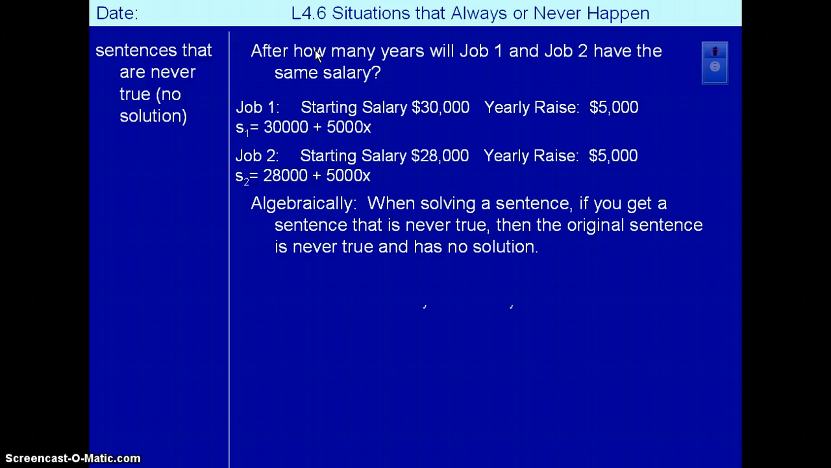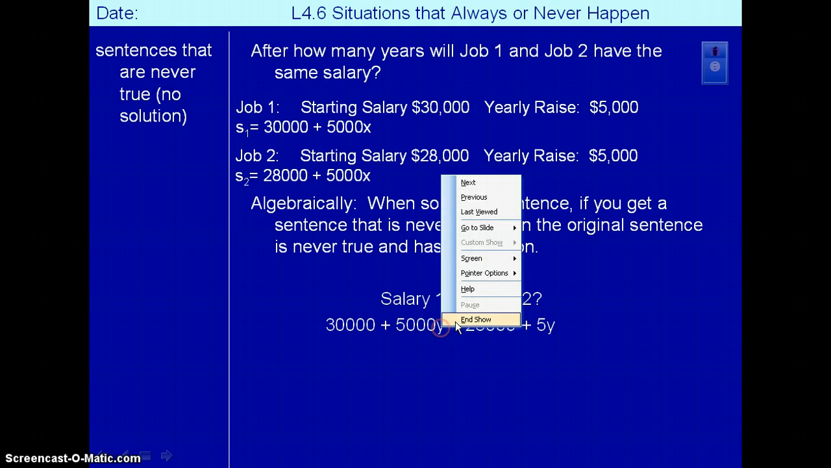If we wanted to represent this algebraically, one thing to remember is when solving a sentence, if you get a sentence that is never true, then the original sentence is never true and has no solution. So in this particular instance, we're talking about the situation where job 1, salary 1, is equal to job 2, salary 2. We put this algebraically, 3,000 plus 5,000 y. Ooh, it looks like we've switched back to y for years again. I'm so sorry about that.